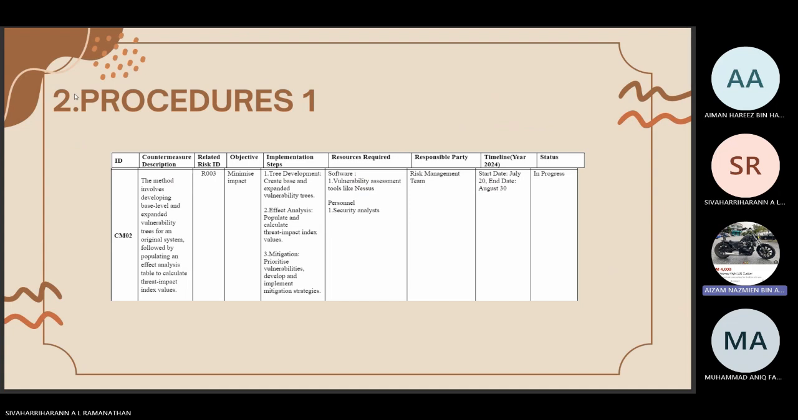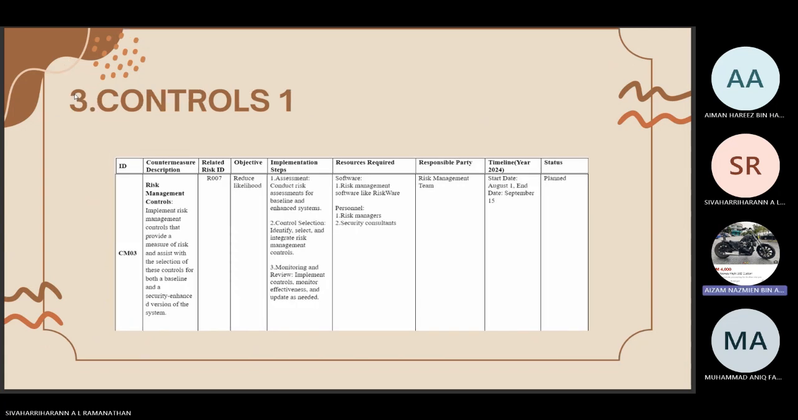Next, we have procedures. CM02 involves the development of baseline and expanded vulnerability trees for an original system, followed by populating an impact analysis table to calculate threat impact index values. The countermeasure aims to minimize the impact of risks identified under R03. Implementation steps include creating vulnerability trees, conducting impact analysis to determine threat impact index values, and predicting vulnerabilities for mitigation. Required resources include vulnerability assessment tools like NSOS, as well as involvement from security analysts and the risk management team. The implementation timeline spans from July 20 to August 2024, and the countermeasure is currently in progress.